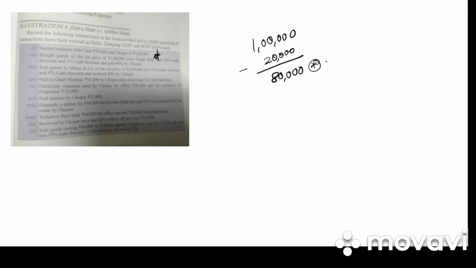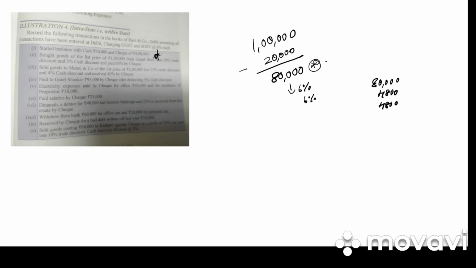What will be our input CGST and SGST? In this 80,000 we have 6% each. Then we have 60% paid by check. So on 80,000, whatever the GST amount will be, 4,800, 4,800. Whatever amount we get, in that 60% is paid by check. And then there is cash discount received of 5%. And the remaining will be your credit transaction. We'll be giving you a working note for the same.